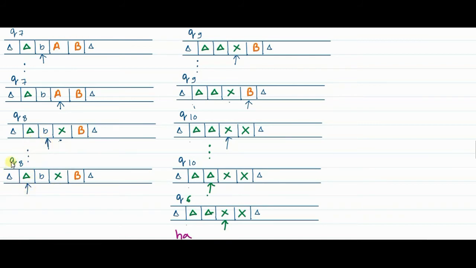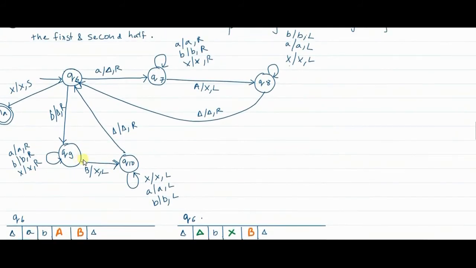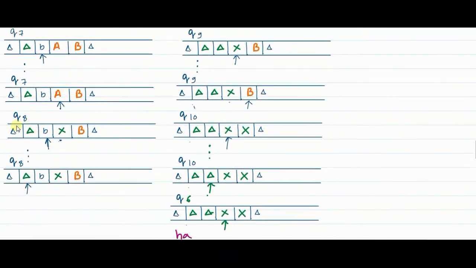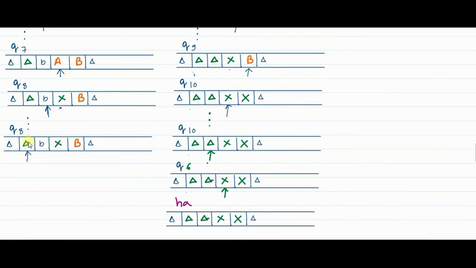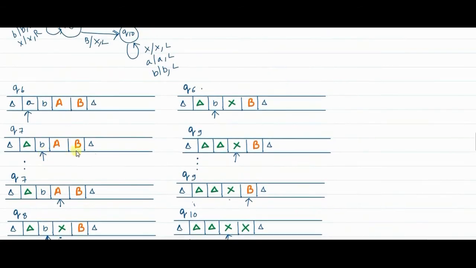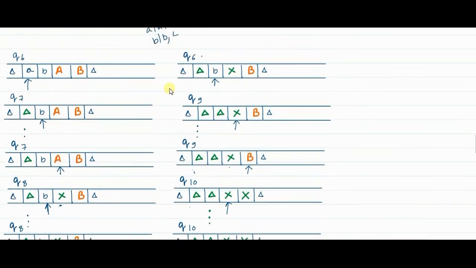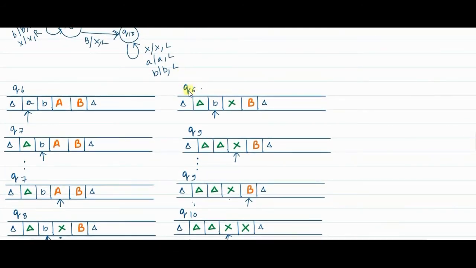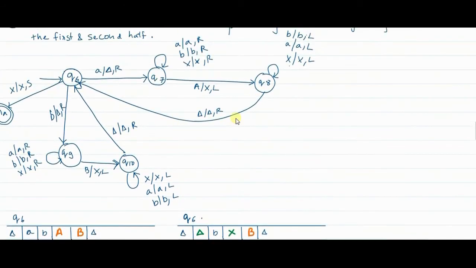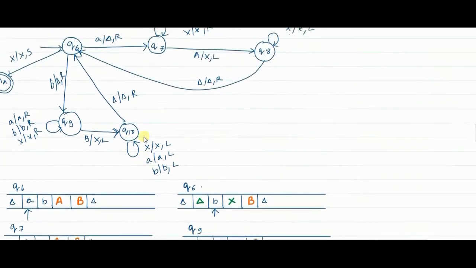Now in the Q8 state, when delta is encountered, what happens? Delta is replaced with itself, the pointer moves to the right, and you go back to Q6. So the pointer should now be pointing to B, and from Q8 you have come to the Q6 state. This is that configuration. This ends one iteration.